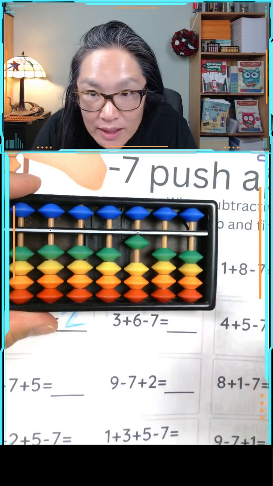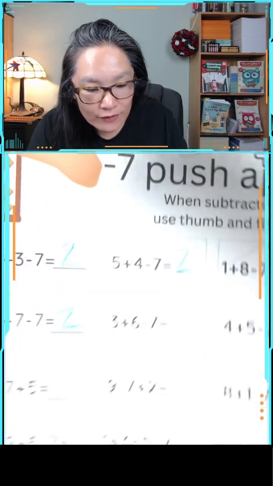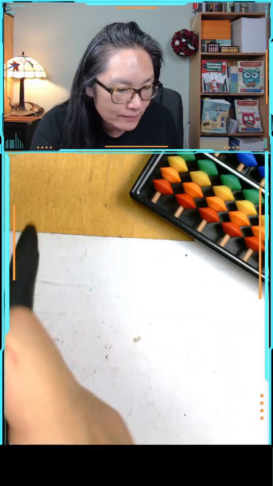What happens when there's not enough? That's when we have to start using formulas.